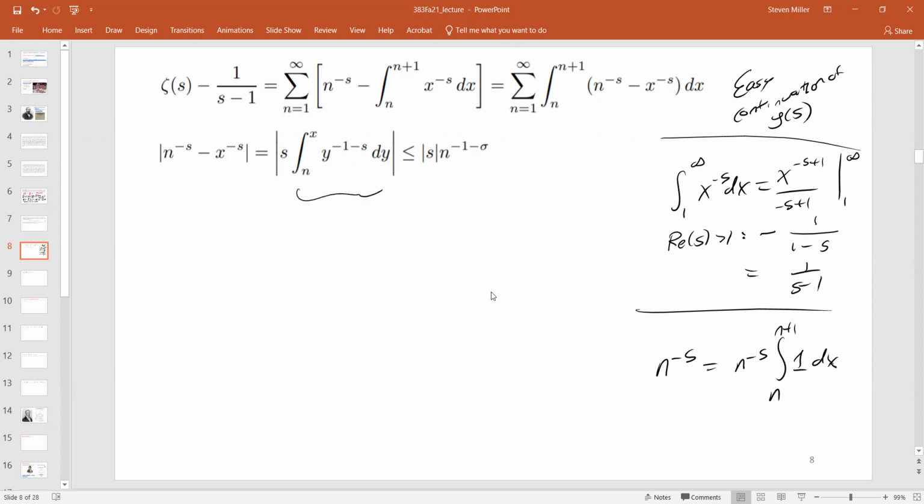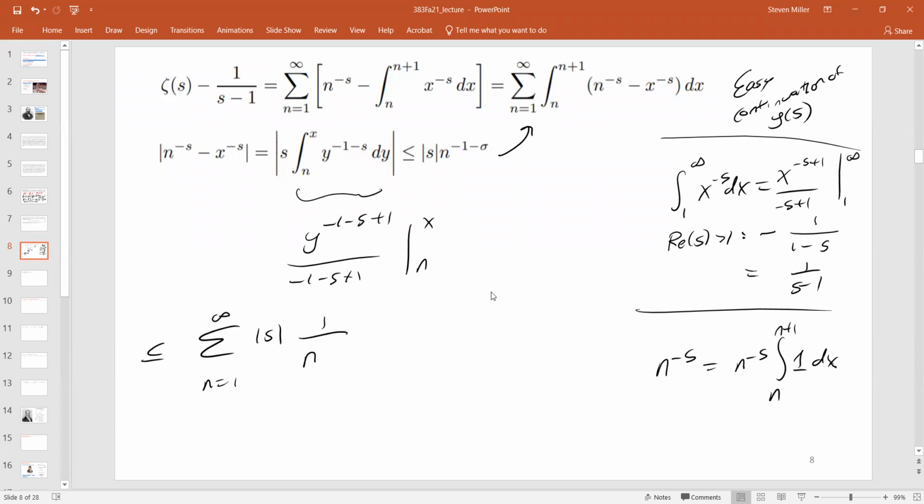Yep. The integral here should just be y to the -1 minus s plus 1 over -1 minus s plus 1, evaluated at n and x. And so when you plug that in, this is actually giving us something that's exact. You could, of course, do other things to try to estimate. It's nice that we actually have something that's exact. And so now we have it's at most the absolute value of s, which is no problem, times n to the -1 minus sigma. And so now if we feed this in, it's less than or equal to the sum, n goes from 1 to infinity, of absolute value of s, and then it would be 1 over n to the 1 plus sigma.